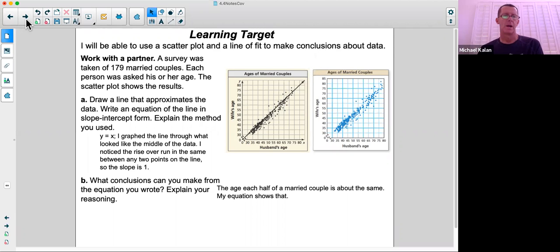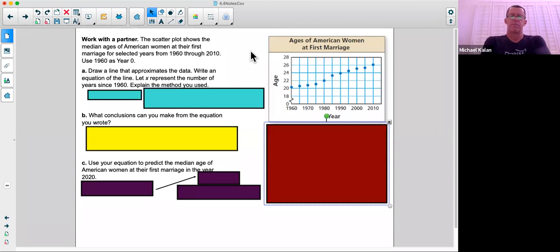Anyway, all right. So here's another scatter plot. It shows the median age of American women at their first marriage for selected years from 1960 through 2010. So this is not a study or research that goes before 1960, and it doesn't go after 2010. So what's the first year? 1960. So we're using that as year 0. Again, analyze the graph. So what do we have? We have the ages of American women at first marriage, the year of the marriage, and the age of the woman. Okay. So what would your line look like?